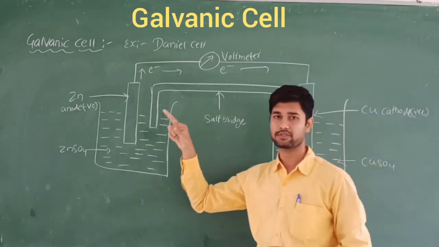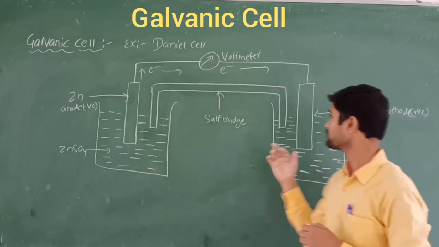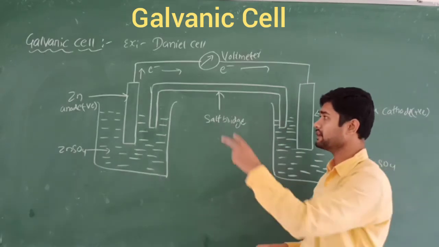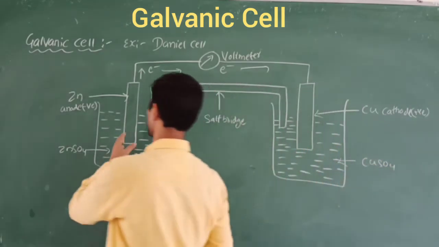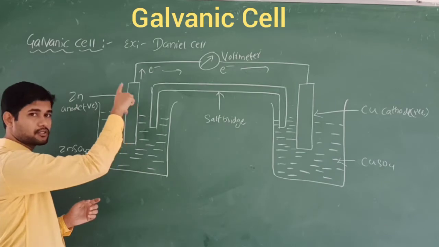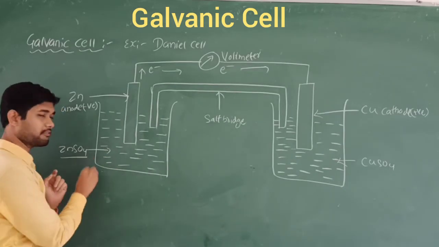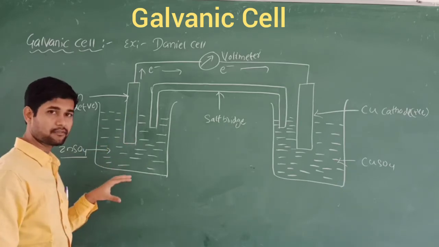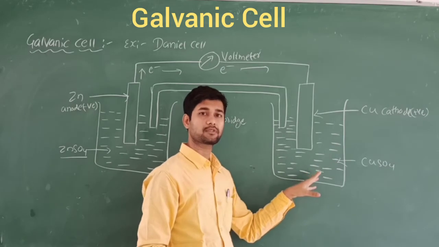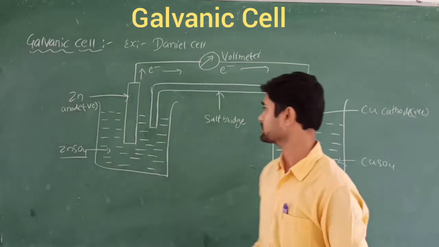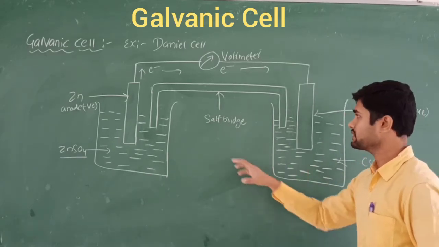Anode means always negative charge. Anode means oxidation always takes place. Cathode means reduction takes place here. The two rods are dipped in separate solutions. This is called a zinc rod. This zinc rod, or zinc electrode, is dipped in its own solution, that is called zinc sulfate. The zinc rod is dipped in zinc sulfate solution, whereas this copper rod is dipped in its copper solution. What happens here? These containers are going to be interconnected with a salt bridge.